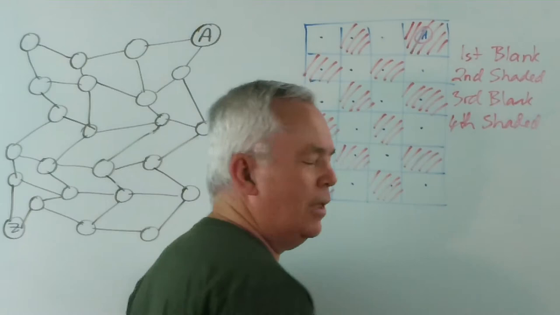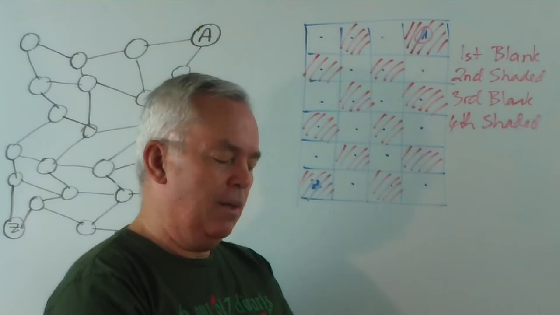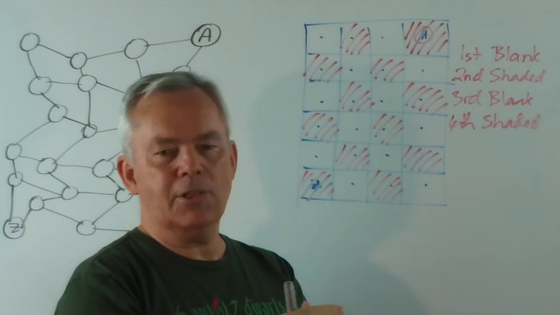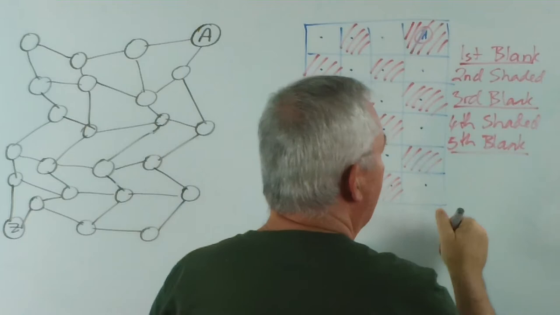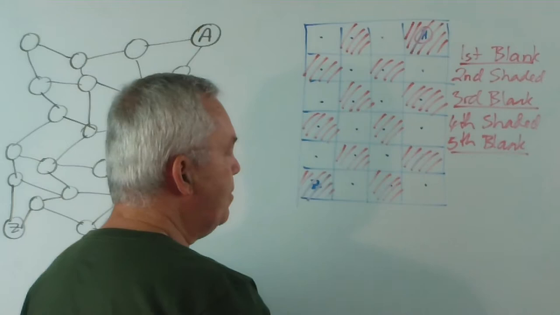So you can see that by overlaying a chessboard and understanding the concept of parity, as we move from town to town to town, we're going blank, shaded, blank, shaded, blank, shaded, blank, shaded. And I think you don't have to analyse this very much to realise that the odd ones are blank and the even ones are shaded, at least when we start off this way. So how does that influence our understanding of the problem?